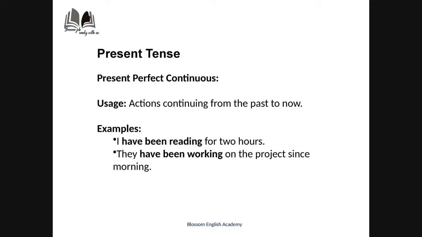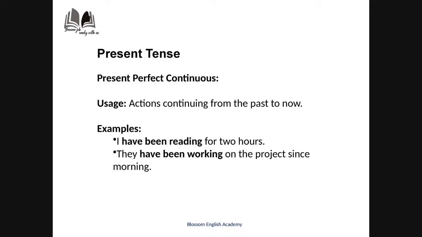Okay, I have been teaching you for 15 minutes, right? The action started in the past and it is still continuing. And this is when present perfect continuous tense comes into play. You can see the example. I have been reading for 2 hours, which means the action was started 2 hours before and it is still continuing. And they have been working on the project since morning.